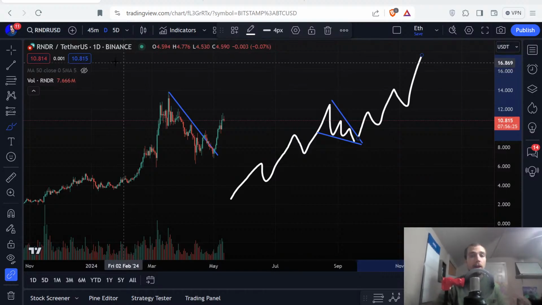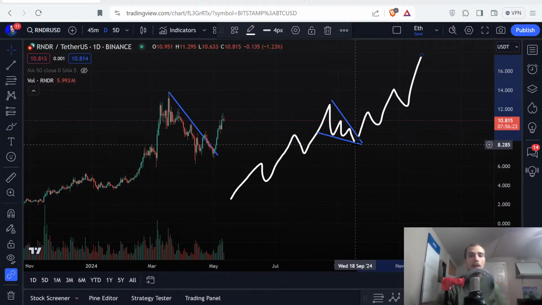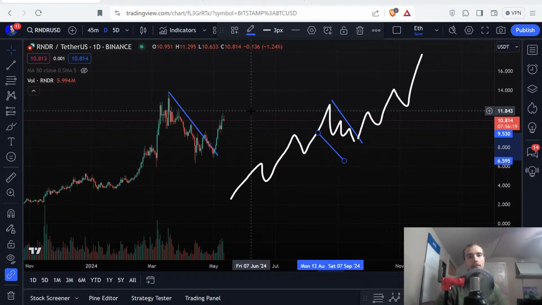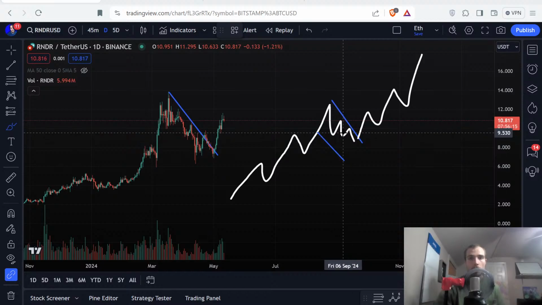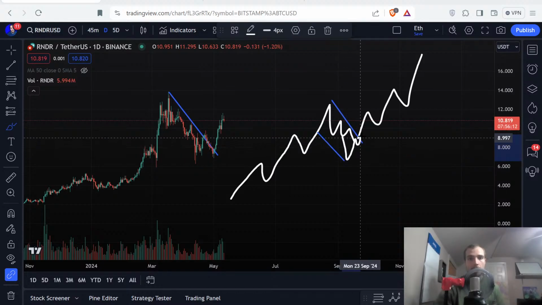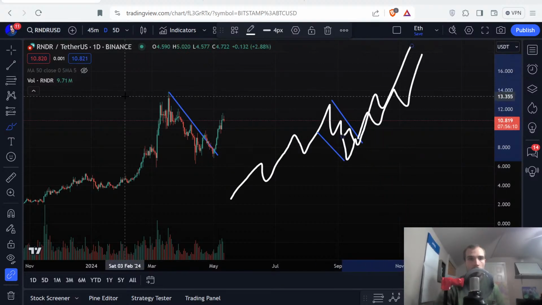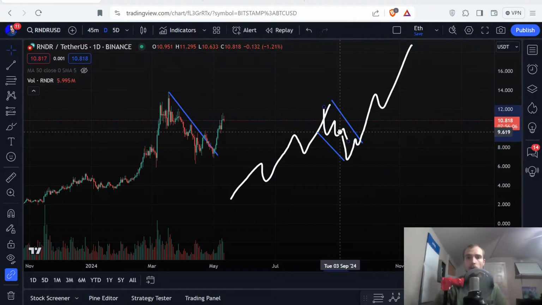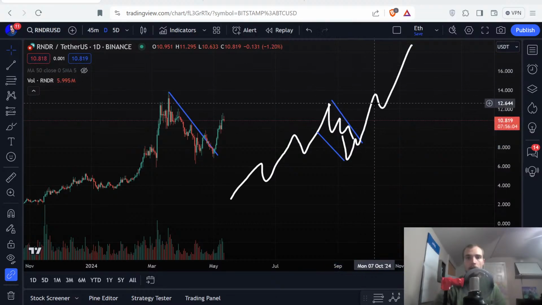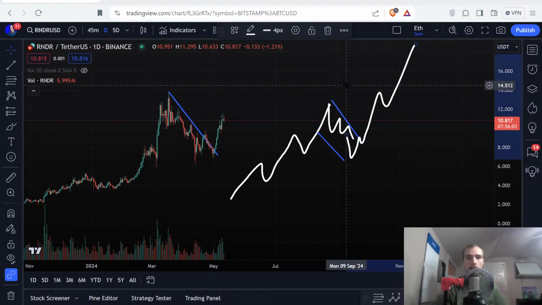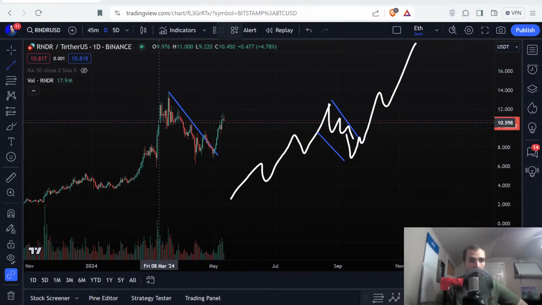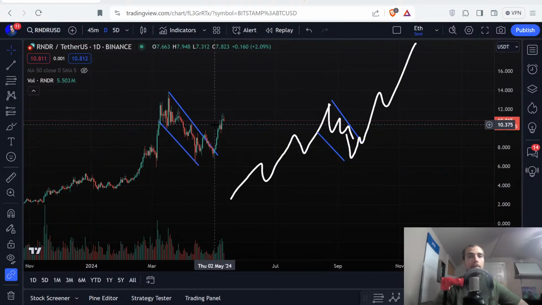Another very, very common pattern that happens, instead of a wedge, you get a flag. The only real difference between a wedge and a flag is that a flag is more of a channel. So it looks more like that, right? And it breaks bullish, and we'll just delete this other line here. So this is more like what a bullish flag looks like. This is what's happening here on Render. Render did a bullish flag.